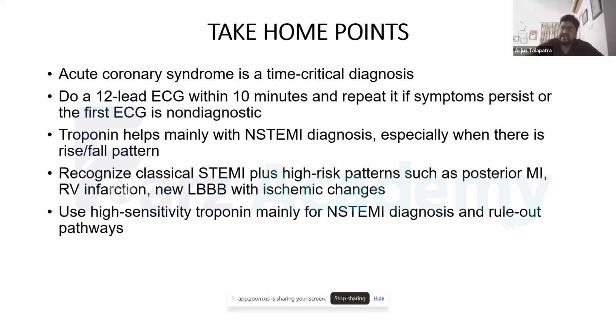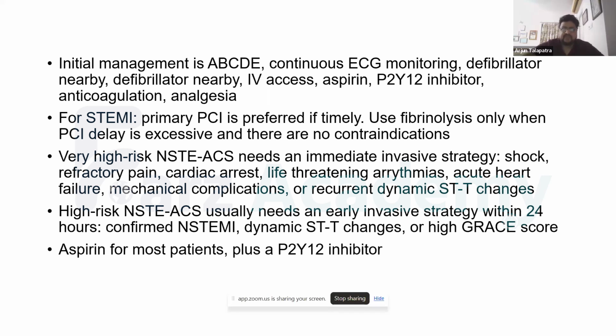We spoke about highly sensitive troponin, the importance of troponin, other biomarkers, and also the fallacies of troponin. We spoke about ABCDEs when it came to ACS, ECG monitoring, need for defibrillator, antiplatelets, anticoagulation, analgesia. Primary PCI is obviously your go-to for STEMI, and fibrinolysis was also talked about in detail. We spoke about very high risk and high risk NSTEMI, how you differentiate between the two, and how your management strategy also differs according to that.